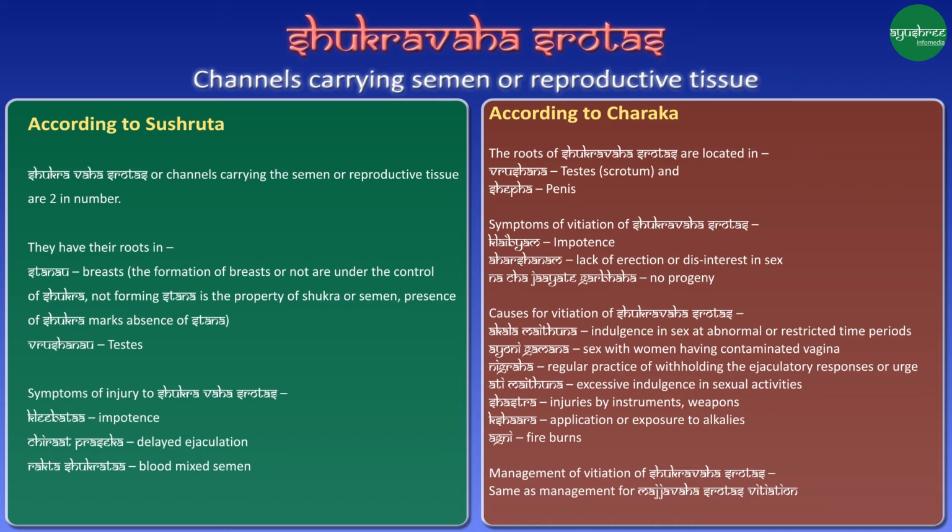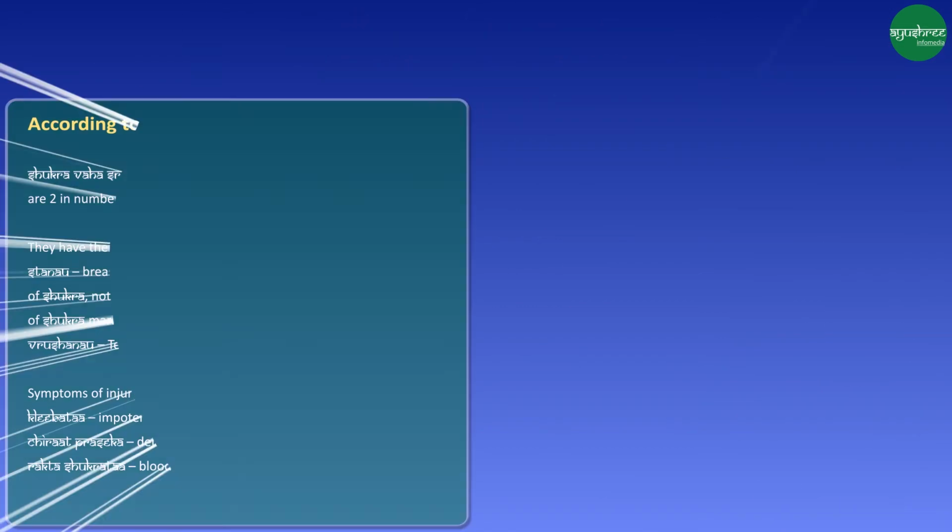Causes of vitiation of Shukrava Srotas: indulgence in sex at abnormal or restricted time periods, sex with women having contaminated vagina or having sex in an abnormal vagina or passages, regular practice of withholding the ejaculatory response or urge, excessive indulgence in sexual activities, injuries by instruments, weapons, etc., application or exposure to alkalis and fire burns. Management of vitiation of Shukrava Srotas: it is same as the management for Majjava Srotas.